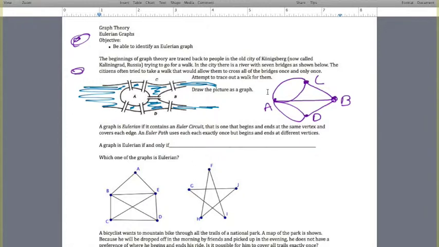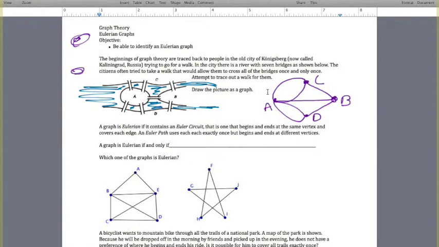Okay? So what a graph often does is it takes a very physical thing and turns it into just dots and connections. We don't really care what the land looks like. We don't care what shape the islands are. We don't care how long the bridges are. We just care if there are bridges. That's all we care about.